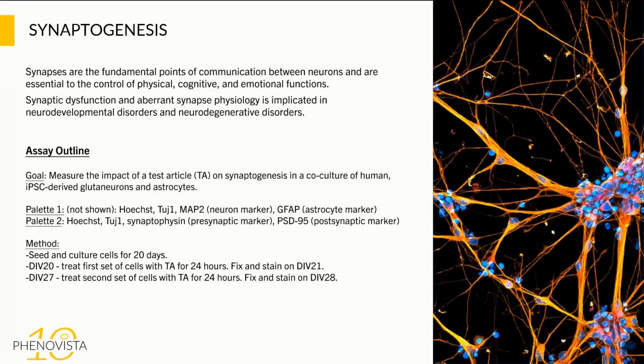And in this case, we took it all the way out to 28 days, but we had 2 different time points. After culturing the cells for 20 days, we treated one set of the cells with the test article for 24 hours before fixing and staining on day 21. And then the second set, we carried it out for a week longer, so the final time point being at day 28.